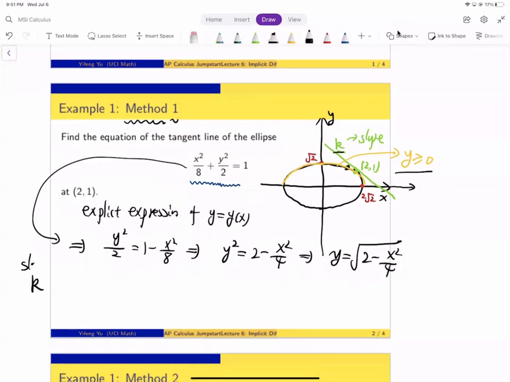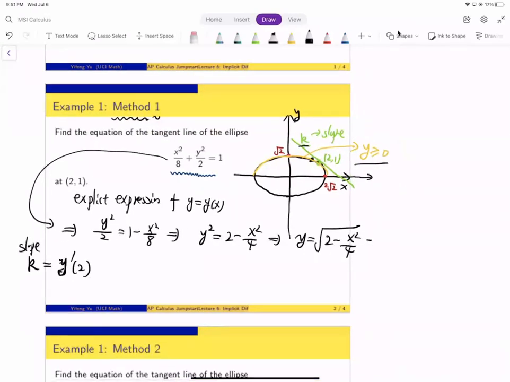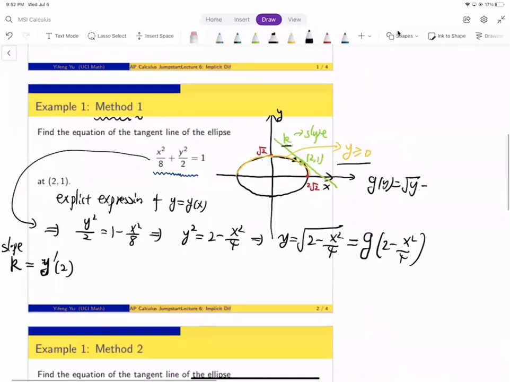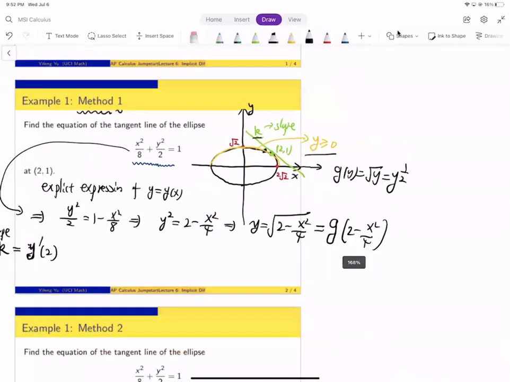So the slope of the tangent line equals the derivative of y at the point x equals 2. That's what we want to figure out. Now, how do we take the derivative? We use the chain rule. So this can be written as g composed with 2 minus x squared over 4, and my g(y) is equal to the square root of y, which could be written as y to the 1/2.